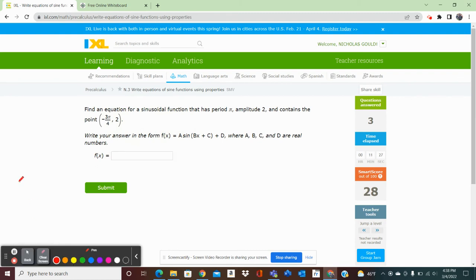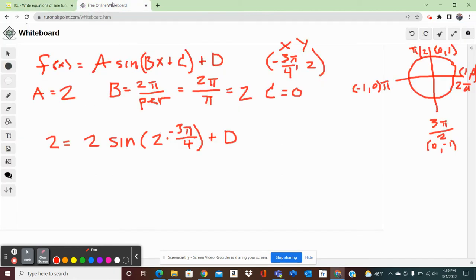All right, now, with this new problem, new equation, we have to find an equation that has a period of pi, amplitude of 2, and carries the point negative 3 pi over 4, comma 2. As we go to our whiteboard, we see our information. A is 2, B is 2 pi over pi, which gives a value of 2. And then we have negative 3 pi over 4, comma 2 as our point.